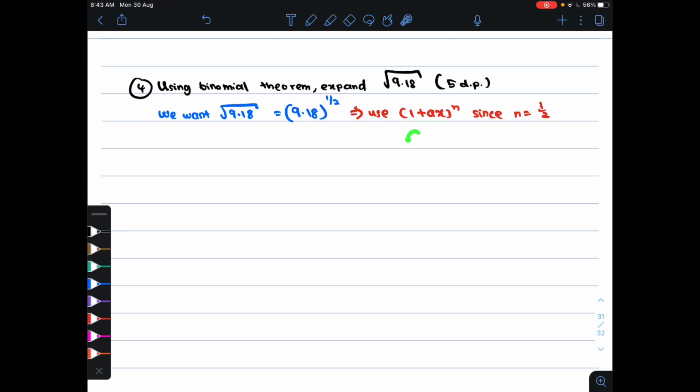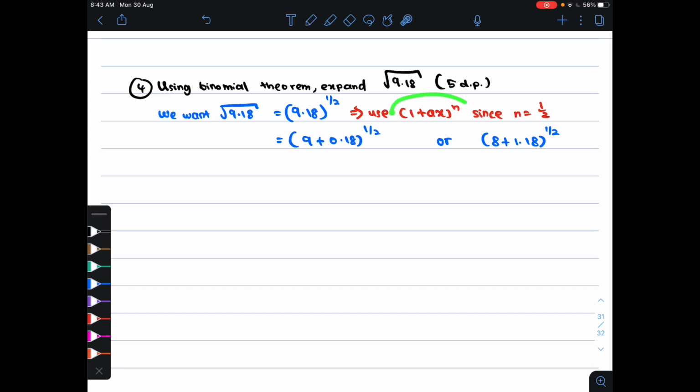So kita perlu something plus something. So here we have 9.18. So try to rewrite 9.18 to become something plus something. So the easiest one is (9 plus 0.18) to the power of 1 over 2. Or it can also be (8 plus 1.18) to the power of 1 over 2, etc. So kat sini kita kena guna try and error.